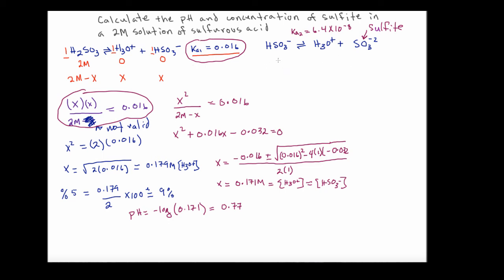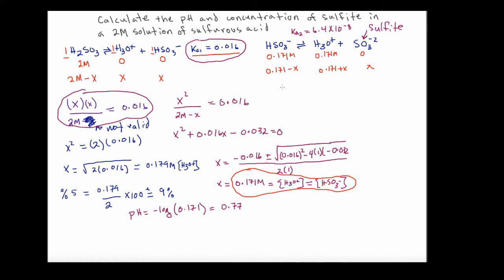But like I said, we have a common ion issue now because here's the concentration of the hydronium and the sulfite ion. So for this ICE table, we're starting out with 0.171 molar of the hydrogen sulfite and 0.171 molar of the hydronium and 0 of the sulfite. When our system comes to equilibrium, it'll be 0.171 minus X for this, 0.171 plus X for this, and X for the sulfite.